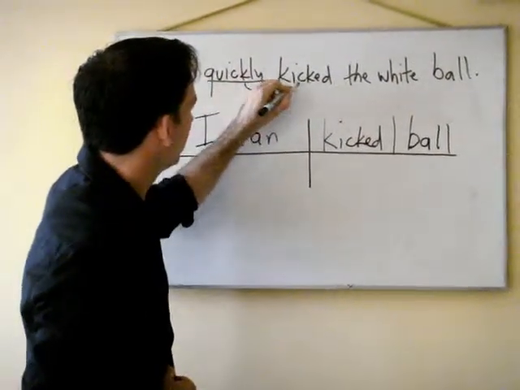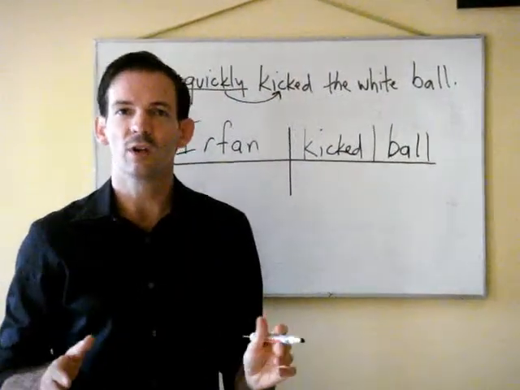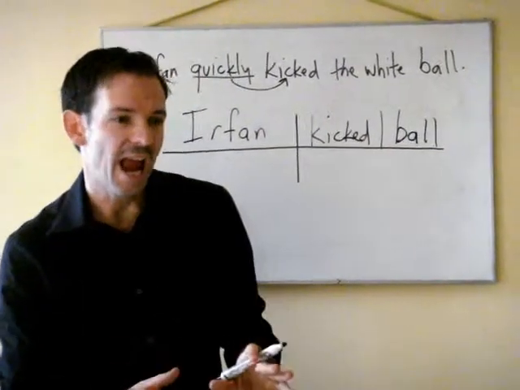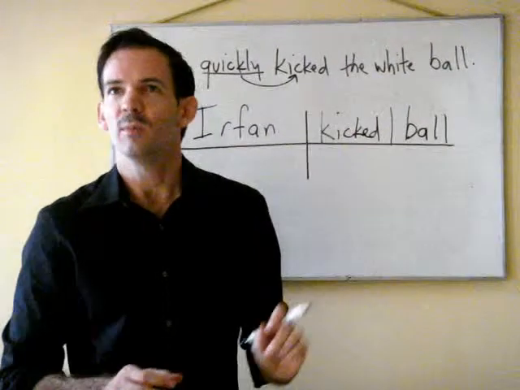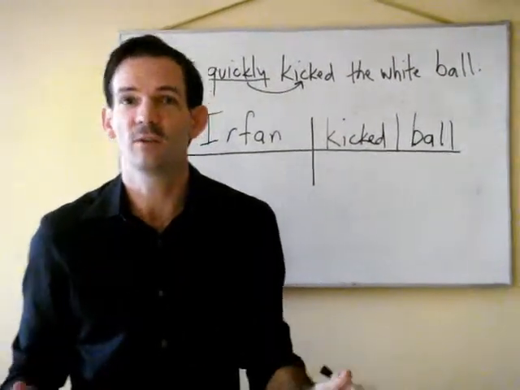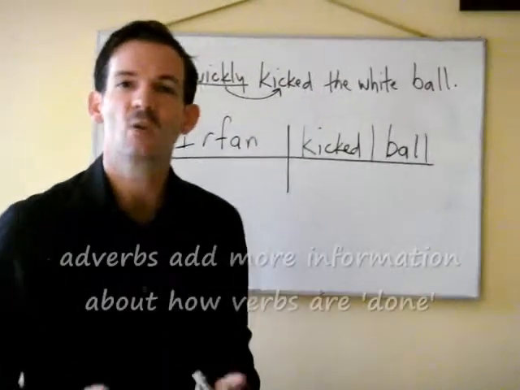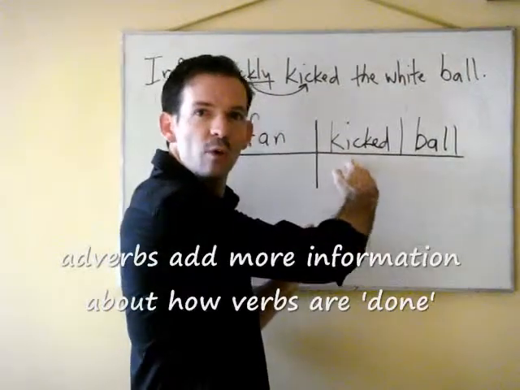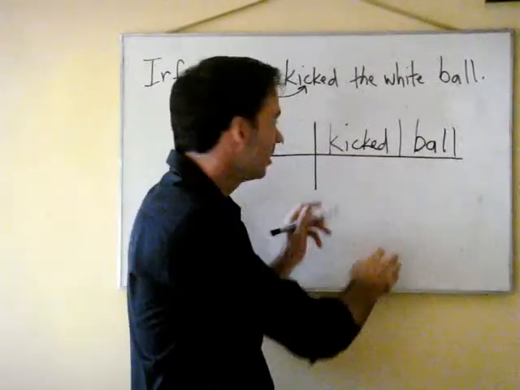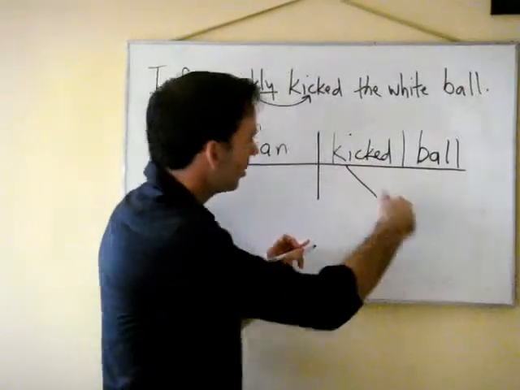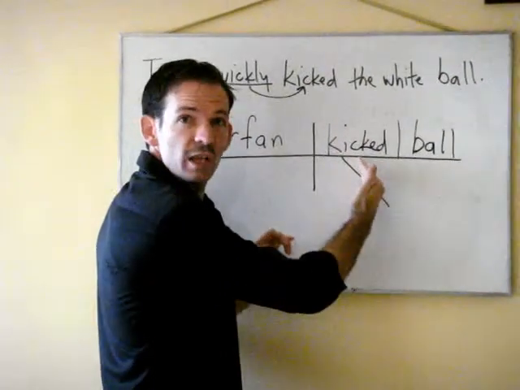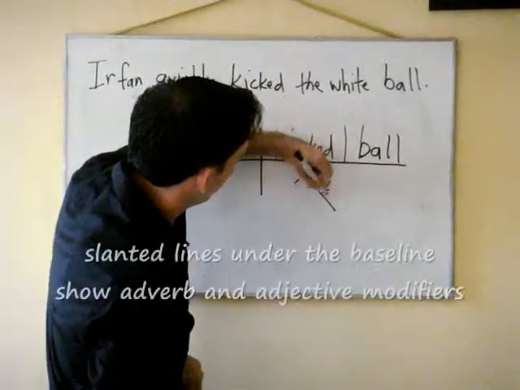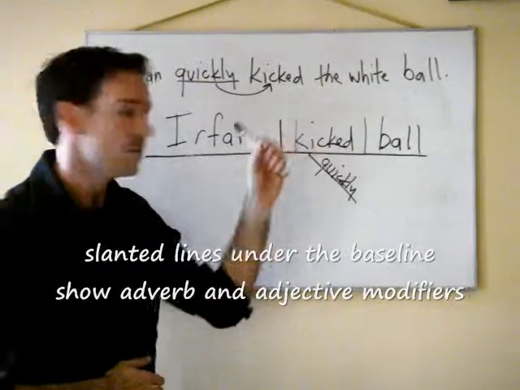Watch. Irfan quickly kicked the ball. Now, whenever you have a word that's telling more how the action was done, it's adding meaning to the verb. Wait a minute. Adding to the verb. It's an adverb. And how we diagram these really makes sense. Since it's helping to tell more about how the ball was kicked, it was kicked quickly, we write it on a slanted line showing that it's helping to support the meaning. So that's what we do whenever we find an adverb.